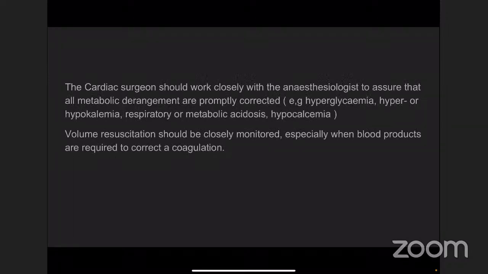The cardiac surgeon should work closely with the anesthesiologist to ensure that all metabolic measurements are corrected, like hyperglycemia, hyper or hypokalemia, respiratory or metabolic acidosis, and hypocalcemia. Volume resuscitation should be closely monitored, especially when blood products are required to correct the coagulation.